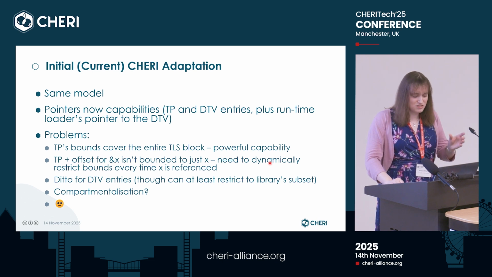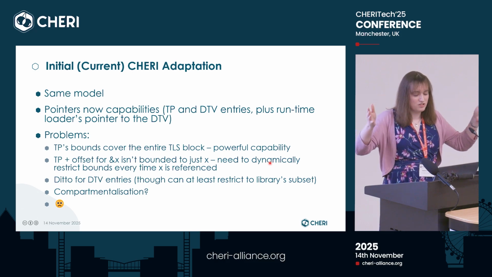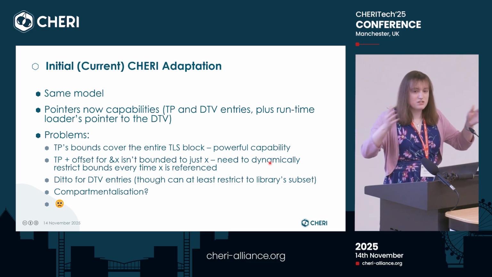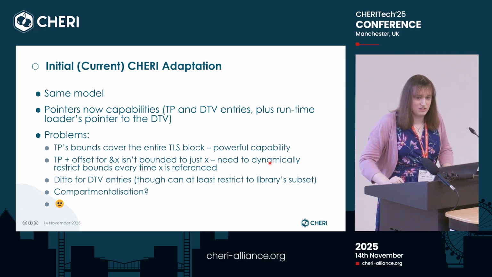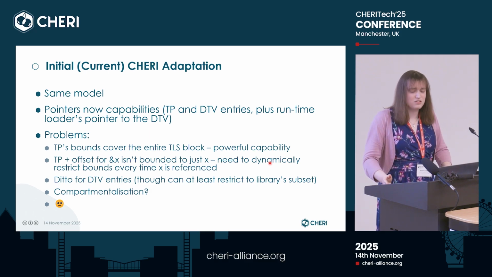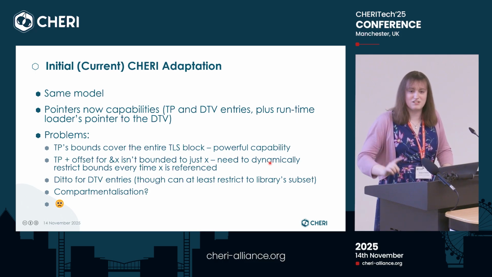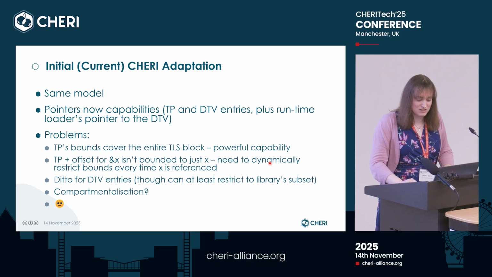And those DTV entries as well, they behave a bit like TP, right? They're pointing into big blocks of memory. Okay, this time they're the block of memory that just that library is using, but there are still a whole bunch of variables there potentially. So we still would want to be able to restrict that down. And then how on earth does this even work with compartmentalization, right? Compartmentalization is based on restricting capabilities, and we have the one capability that gets you to everything. You're either a compartment that does TLS or doesn't do TLS, nothing in between. So this is a bit sad.